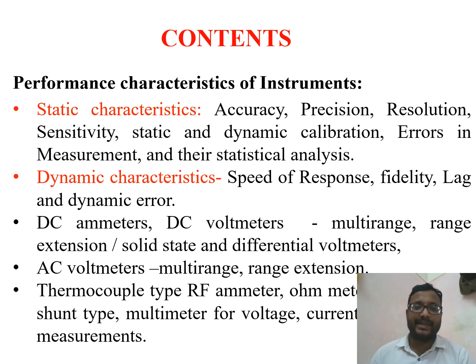Precision is the measure of consistency or repeatability. Precision can be divided into two types: one is conformity and the second is significant figures. So what is conformity?